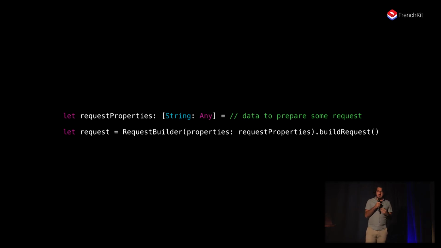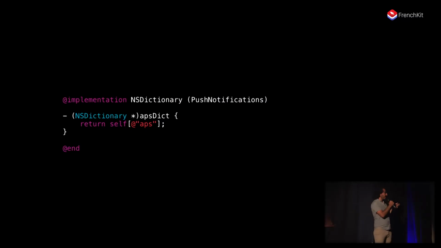And you might say, Soroush, this is a really contrived example. Nobody would ever do this. You're crazy. But I have actually seen code, a real project that's in the App Store, that does code like this. This is an extension on NSDictionary. It's in the push notification namespace because it's for push notifications. And what it does is it basically gets the object of the key APS, and it returns it as an NSDictionary.